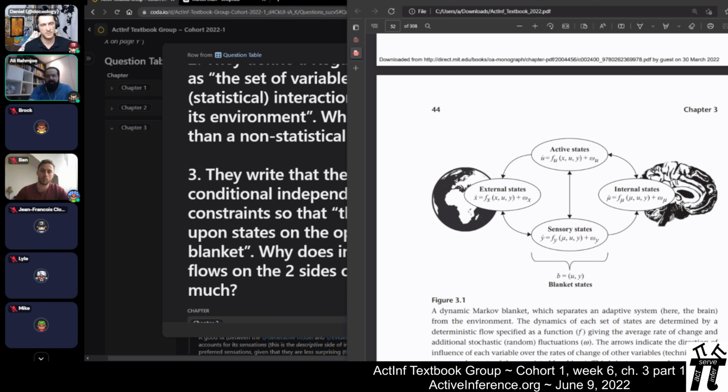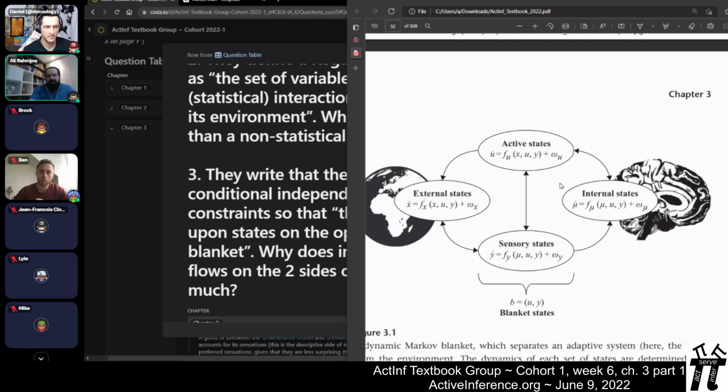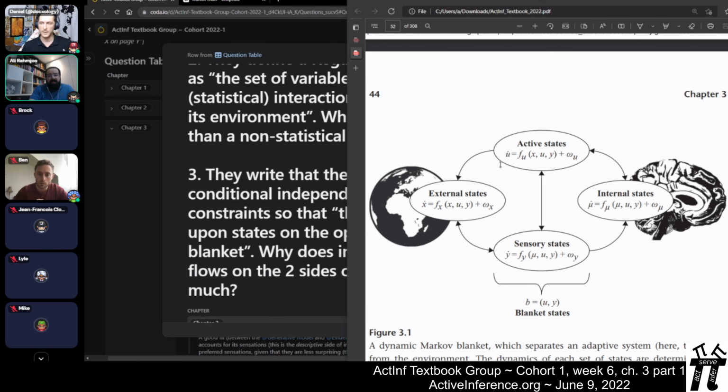Well, I think we should point to a very important typographical error in this picture here, because in this figure, active states are expressed in terms of external states and Markov blankets, and sensory states are expressed in terms of internal states and Markov blankets. But it should be vice versa. I mean, the flows of internal and active states are independent of external states, and the flows of external and sensory states do not depend on internal states. So we should change x and mu in those two equations.